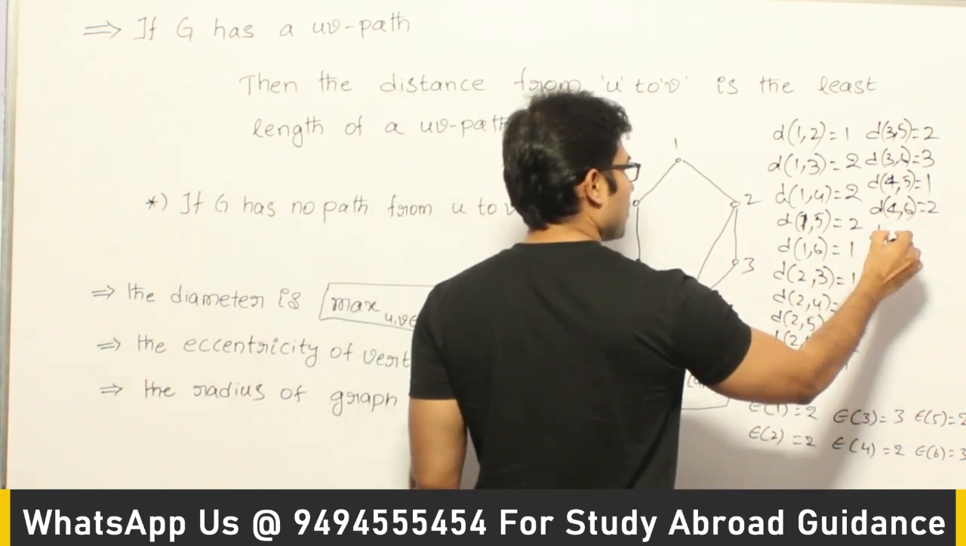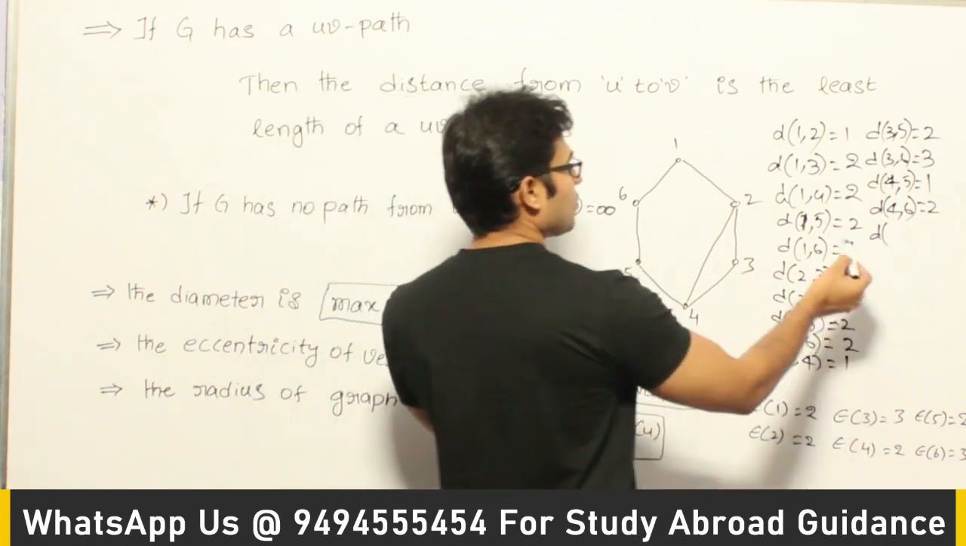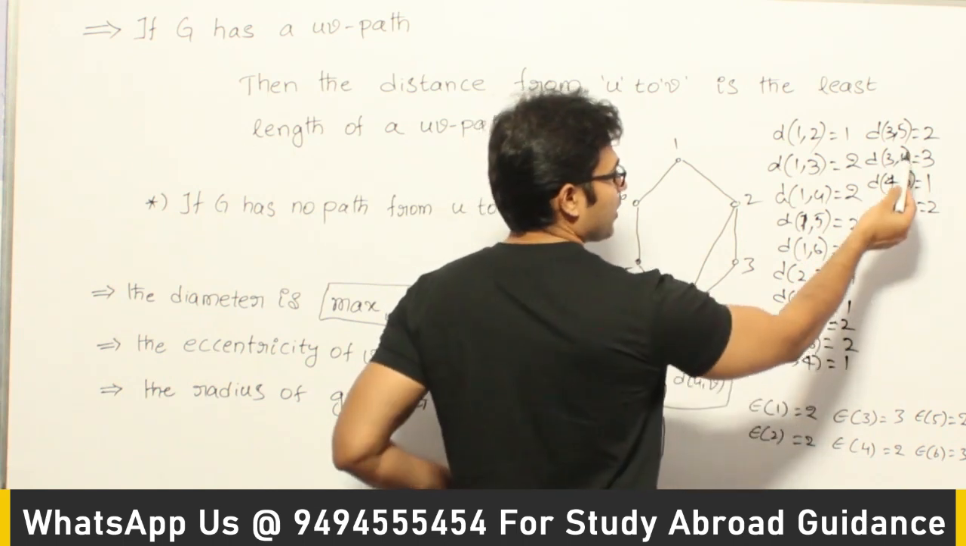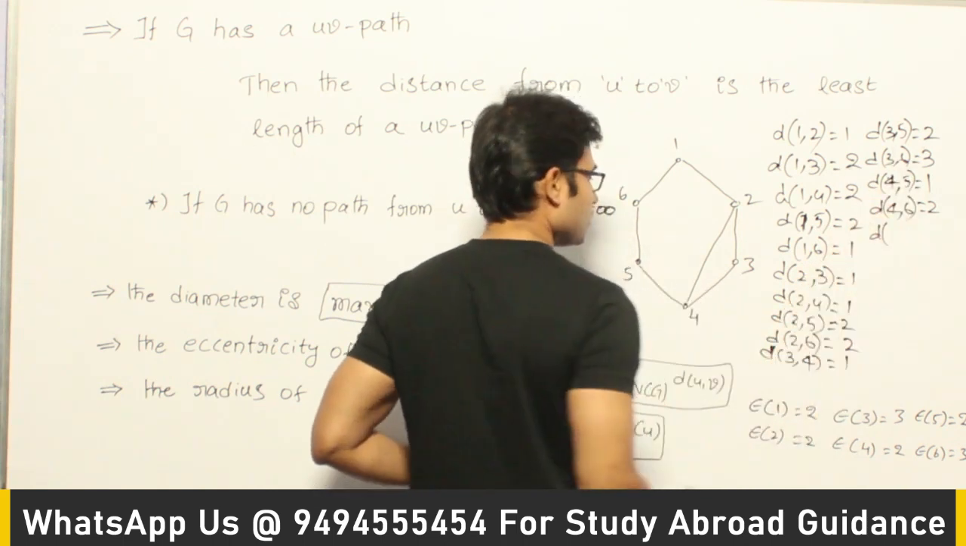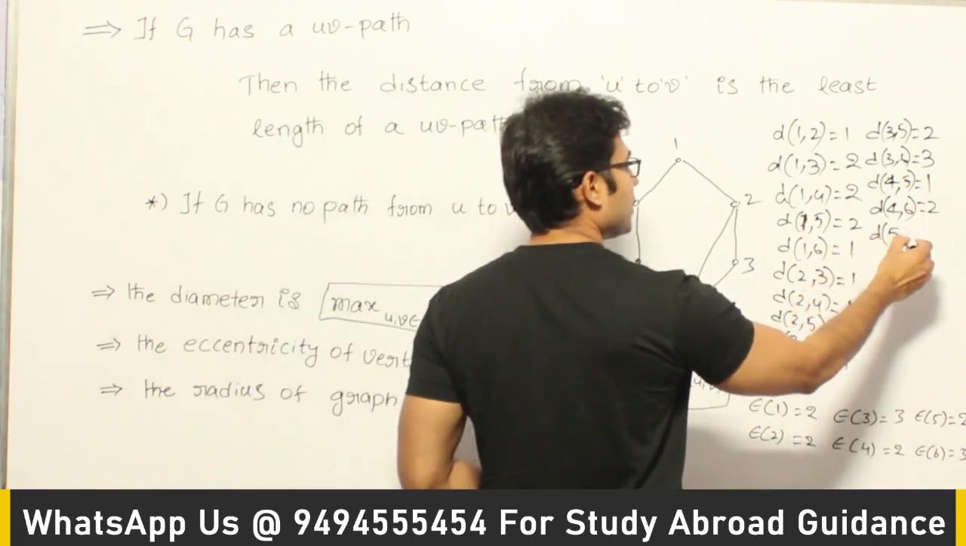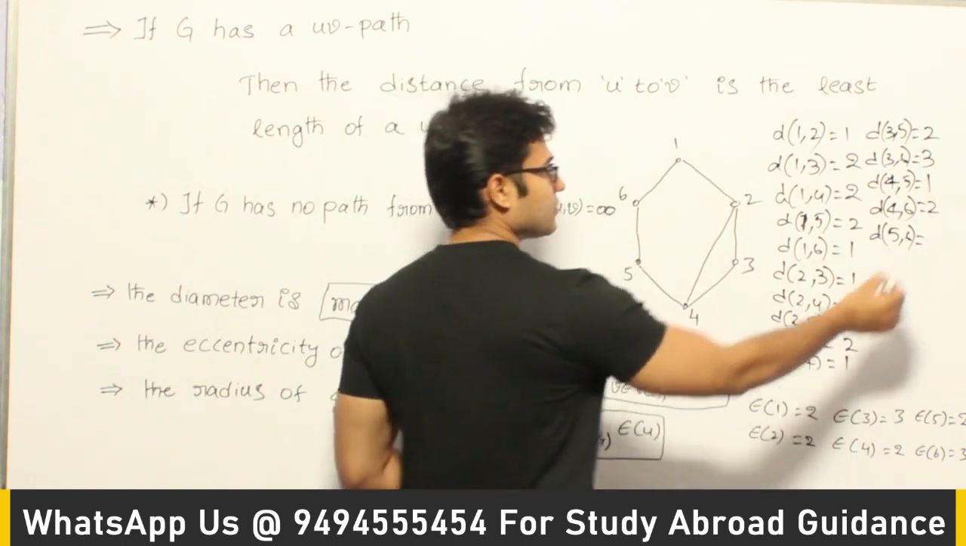Now what about 5 comma 1? So 1 comma 5 is over, and 5 comma 2 is also not required, and 5 comma 3 is also not required, 5 comma 4 is not required, 5 comma 5 is not required, so the only thing remaining is 5 comma 6, right? So what is 5 comma 6? Now 5 and 6 are directly connected, therefore it is 1.